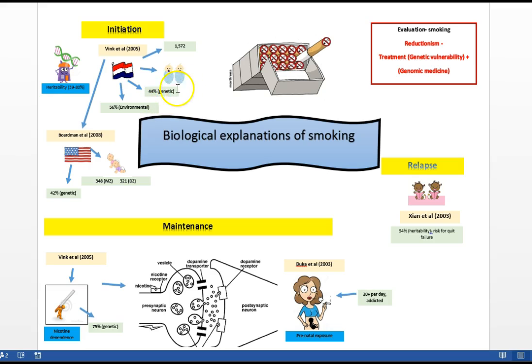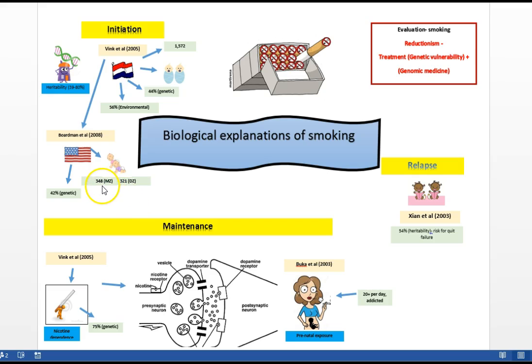So they found it was down to genetics, compared to 56%, which is where they found it was more to do with the environment. I would say, for example, that environmental says a whole lot more than genetic. However, we'll talk about that afterwards. Okay, so at the moment, 46% genetic was what Vincatel 2005 found.